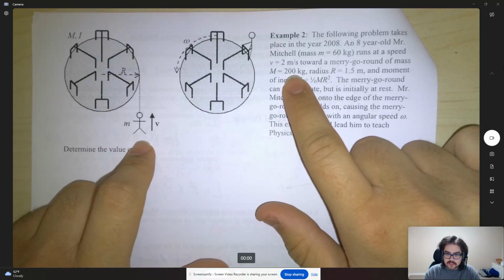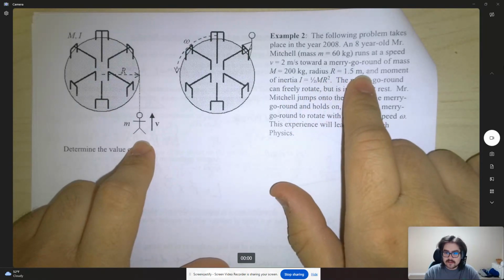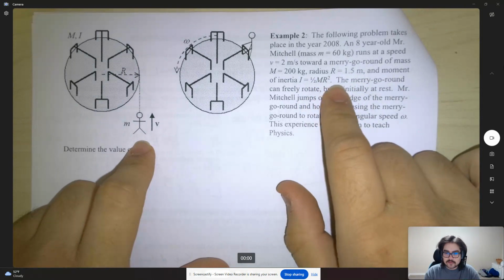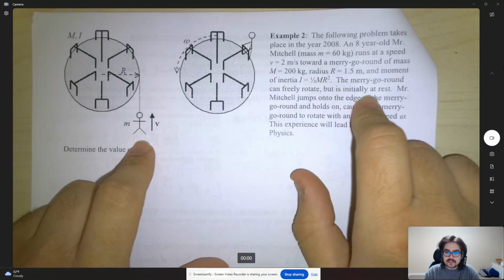The mass of the merry-go-round is 200 kilograms. The radius is 1.5 meters, and the moment of inertia is 1/2 mr squared. The merry-go-round can freely rotate, but is initially at rest.